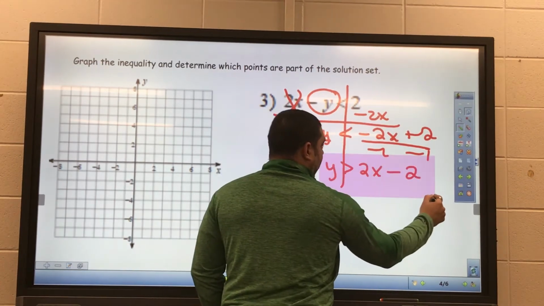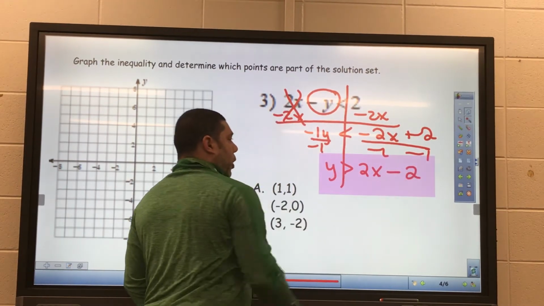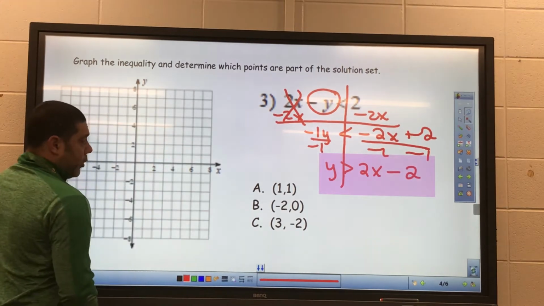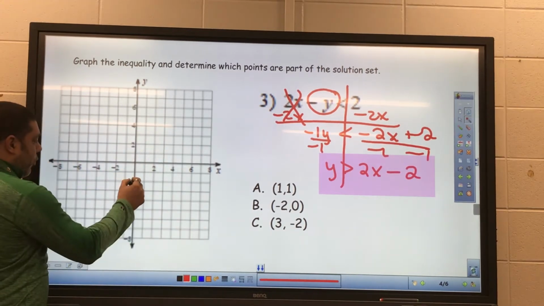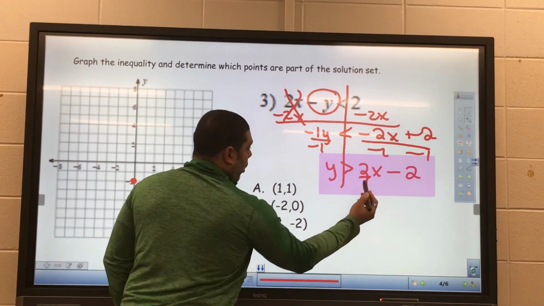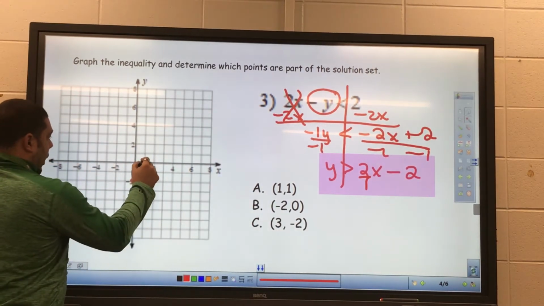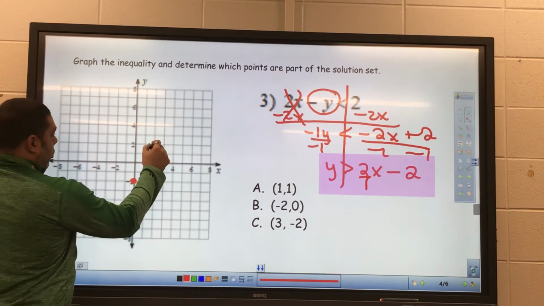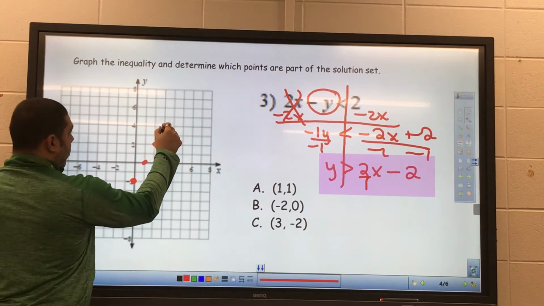I can graph this. Remember, I need to focus on this part in order to do the rest of my information. So y-intercept's -2. So the slope is +2, or 2 over 1. So up 2, right 1. I'll keep doing that slope.